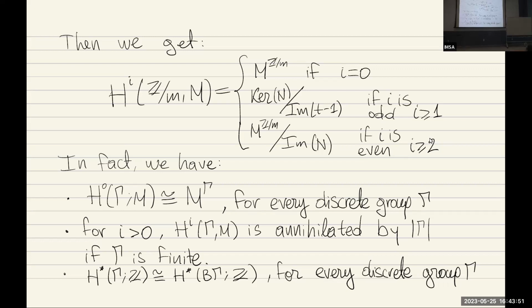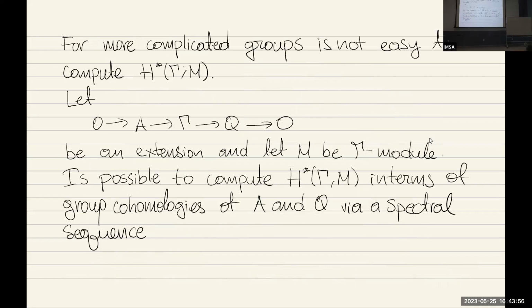Okay. So let's continue. For more complicated groups, it's not so easy to compute the group cohomology. One way to try to obtain these computations is using a spectral sequence. So let 0 to A to gamma to Q to 0 be an extension, and let M be a gamma module.